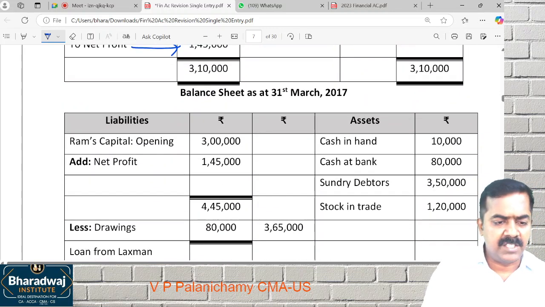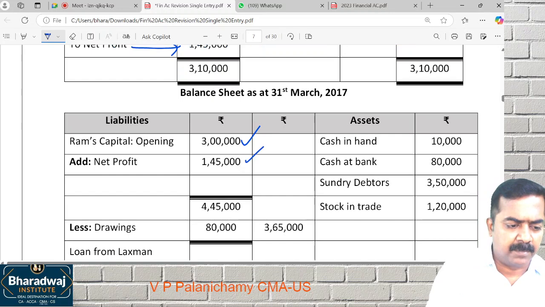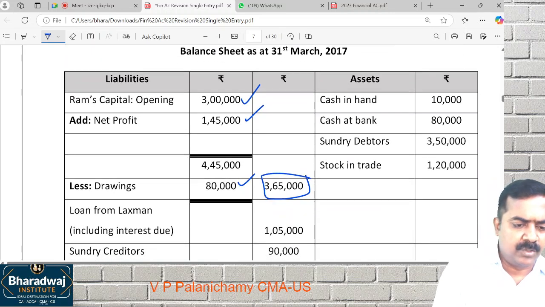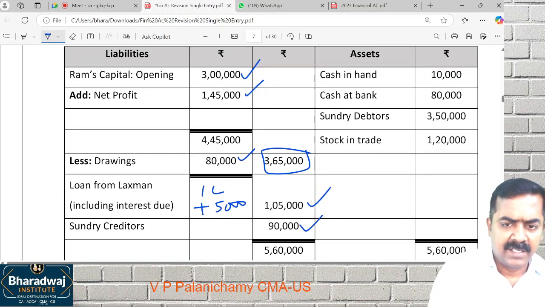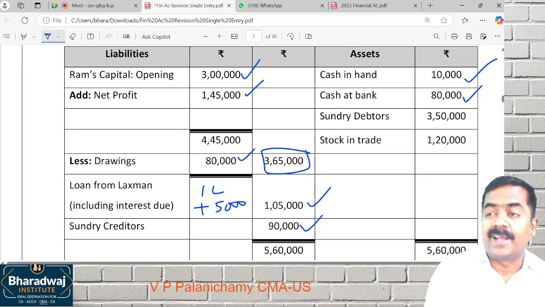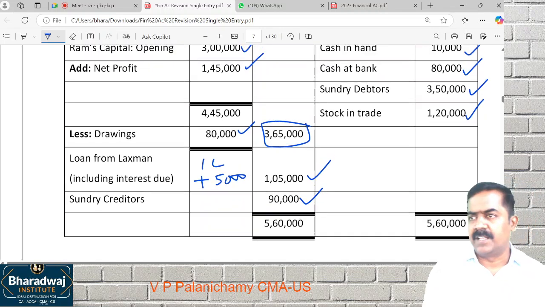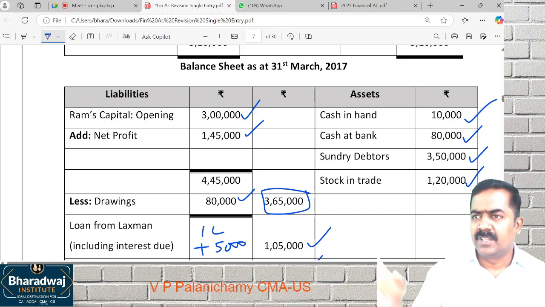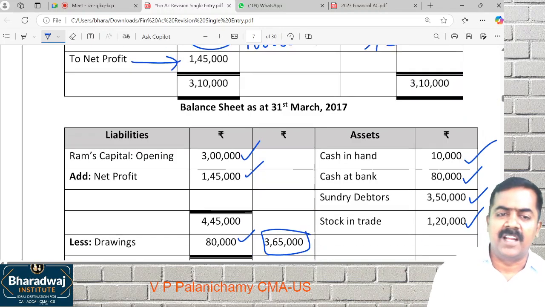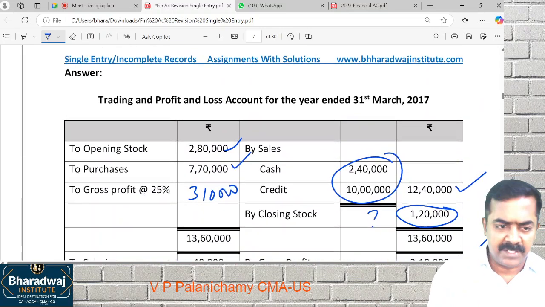Then we prepare the balance sheet. Opening capital, add net profit, minus drawings gives us closing capital. Loan from Lakshman 1 lakh plus interest 5,000, total 1 lakh 5,000. Creditors, closing cash, closing bank balance is a normal balance. Debtors and stock in trade, the balance sheet tallies. So when you revise, ensure that you go through all the workings and the main answer. It is just a trading P&L account and a balance sheet.